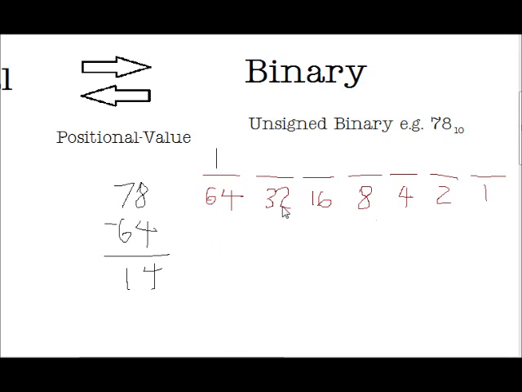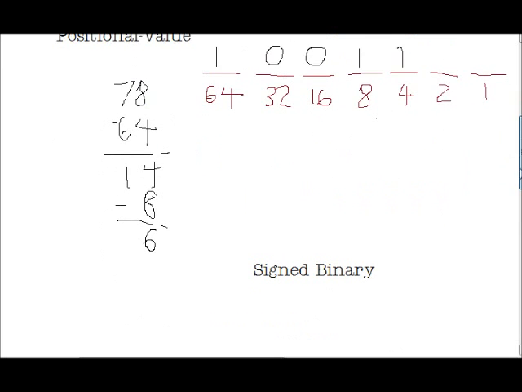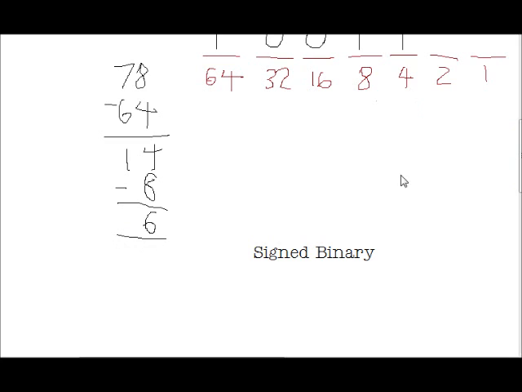Now 32 cannot go into 14, so we put a 0. Similarly 16 cannot go into 14, we put a 0. 8 can go into 14, so we put a 1. And then we subtract the 8 and we see a 6. 4 can go into a 6, so it's a 1. And then we subtract the 4. What's left is a 2.